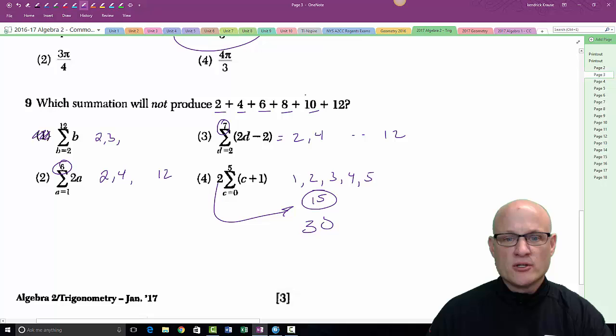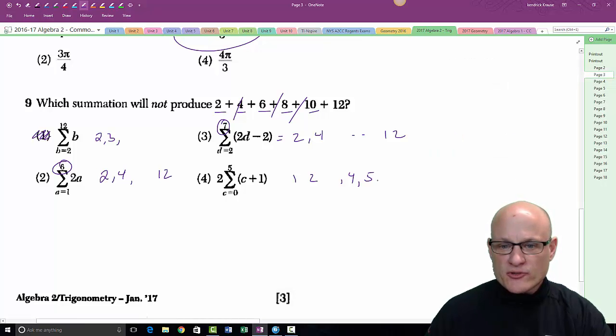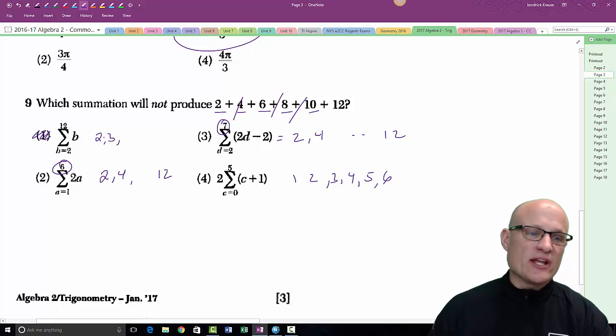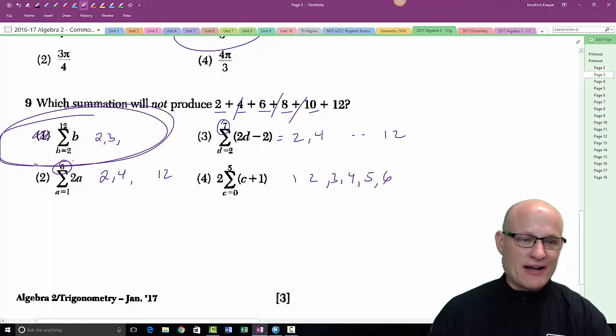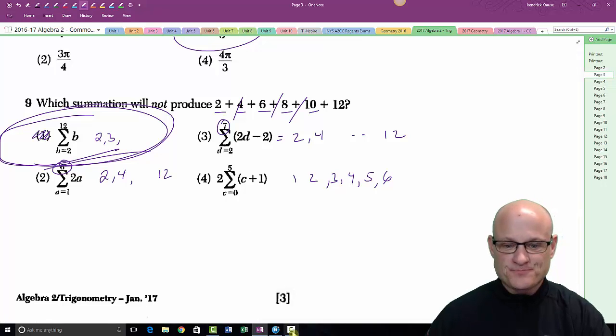What does this add up to? 22, 30, 42. Something's off. Oh, I screwed up. I have to go one more. There should be a 6, which would give me my extra 12, which would get to 42. So the answer is clearly choice 1.